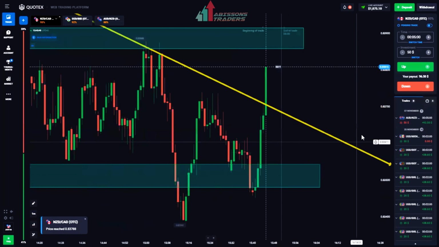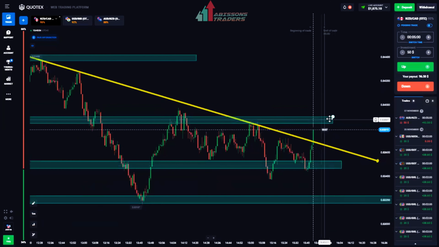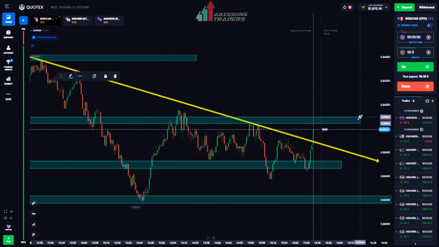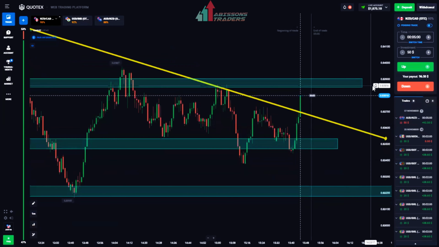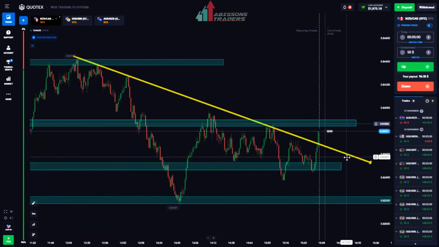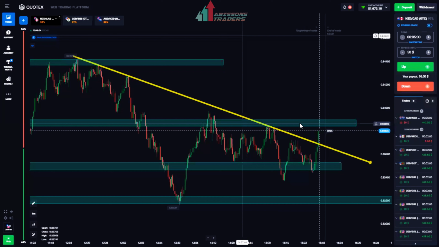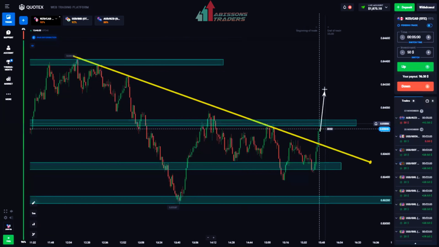Yeah, it's coming to that zone. That is the zone we are waiting for it at. So if they reach there, we'll wait for reaction. If they break this zone, that is when we consider this one as a breakout. Then we'll be expecting a change of trend.